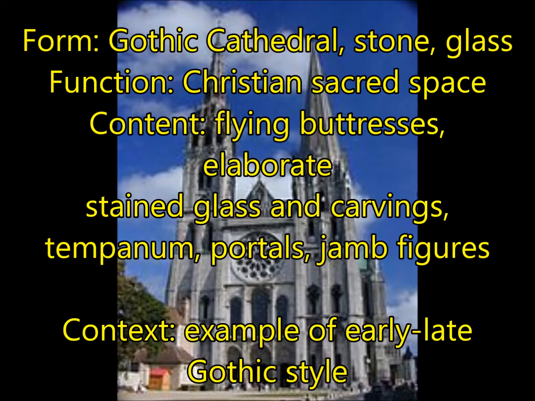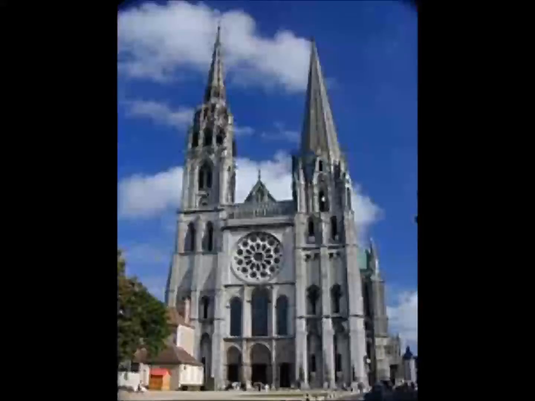For context, this is an example of early through late Gothic style, because we have one wall that is almost Romanesque. It's barely even Gothic at all, all the way up to the height of the Gothic era with these flying buttresses and things like that. The thing that's important to remember about this is the Gothic style as a whole in its entirety. You need to know why it was so great, why they invented all of these different building materials and methods.